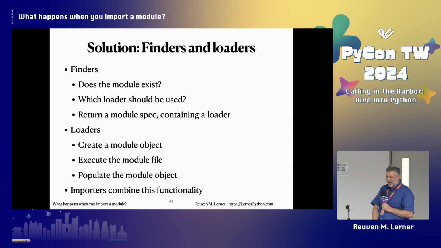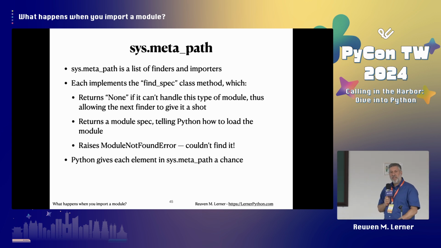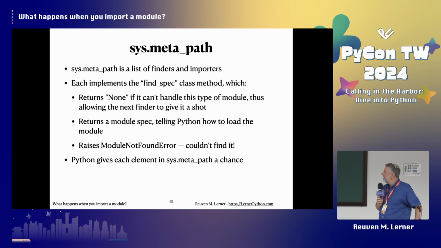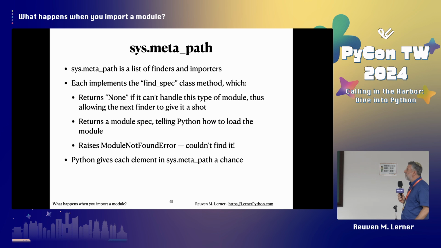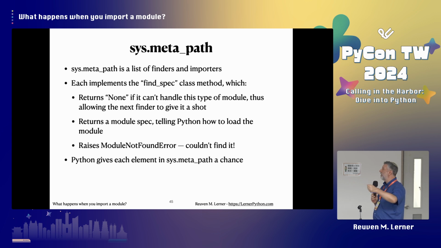Okay, so how does this work then? What is going on? We have something known as the meta path. sys.path is where we should look for the files. The meta path is a list of finders and importers, and each of them has a find_spec class method. So basically, we're going to say to each of the things in the meta path, find_spec for this module. If it does not handle it, it returns None. If it does find it, it returns the module spec. And if it's supposed to handle it but could not, then it raises ModuleNotFoundError. And so each element in sys.meta_path gets a chance. So we're going to have a bunch of these finders and loaders.